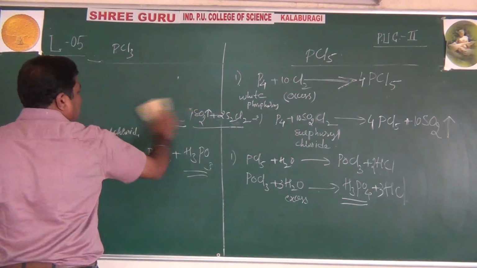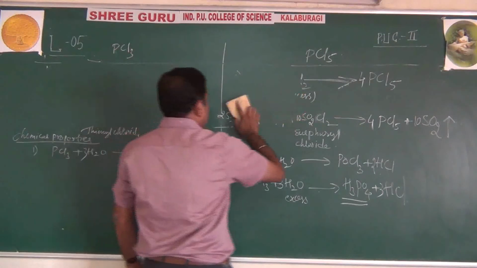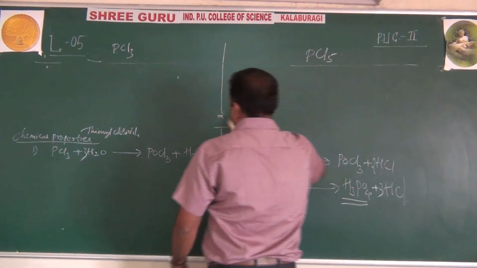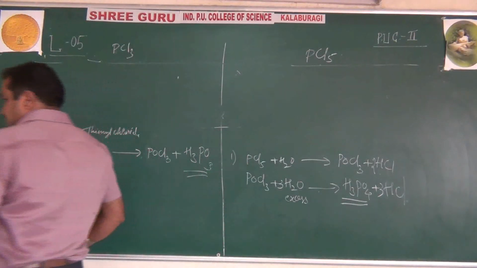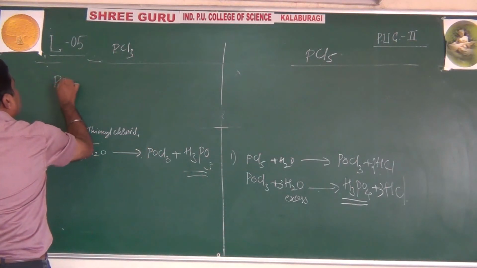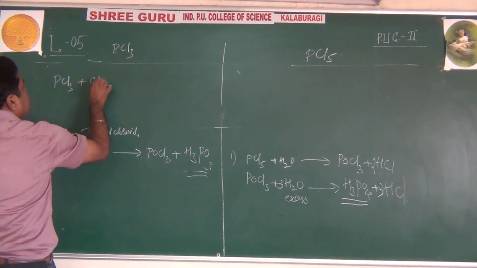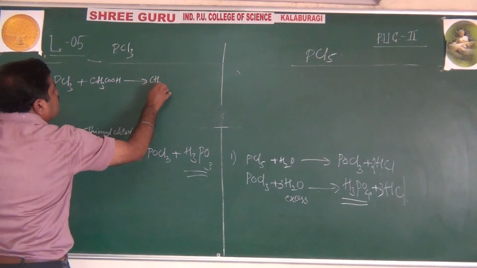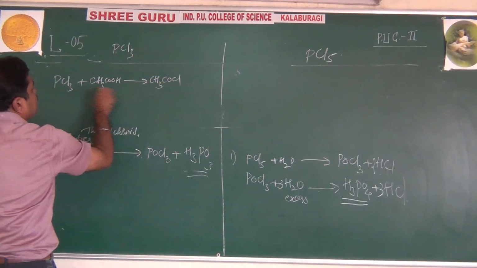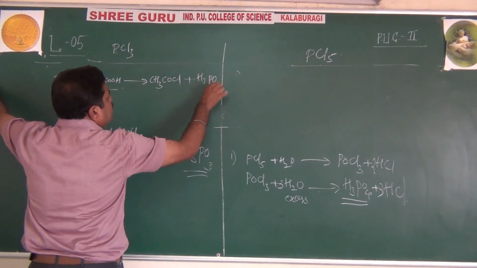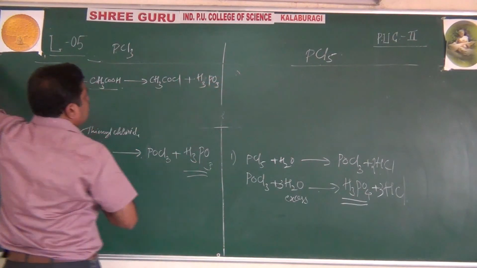Lastly, another two chemical properties. PCl3 will also react with organic functional groups and form respective compounds, especially alkyl halides. See, phosphorus trichloride reacts with acetic acid, CH3COOH, and forms acetyl chloride, CH3COCl. Along with this, the byproduct will be H3PO3, phosphorous acid.